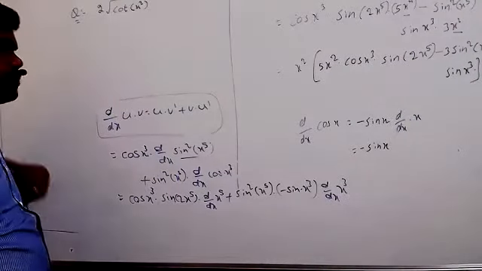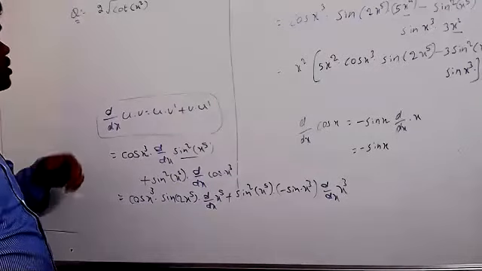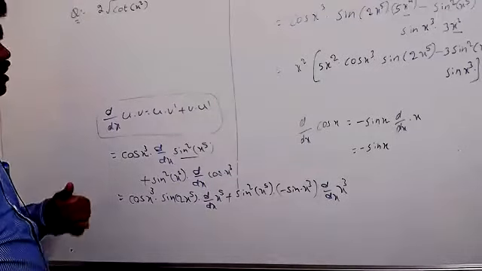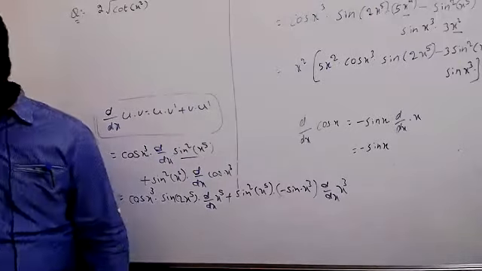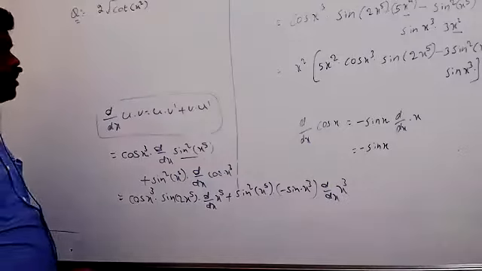Now you can see the next one. Differentiate the function with respect to x. 2 into root of cot x square. Try now. Once try yourself.